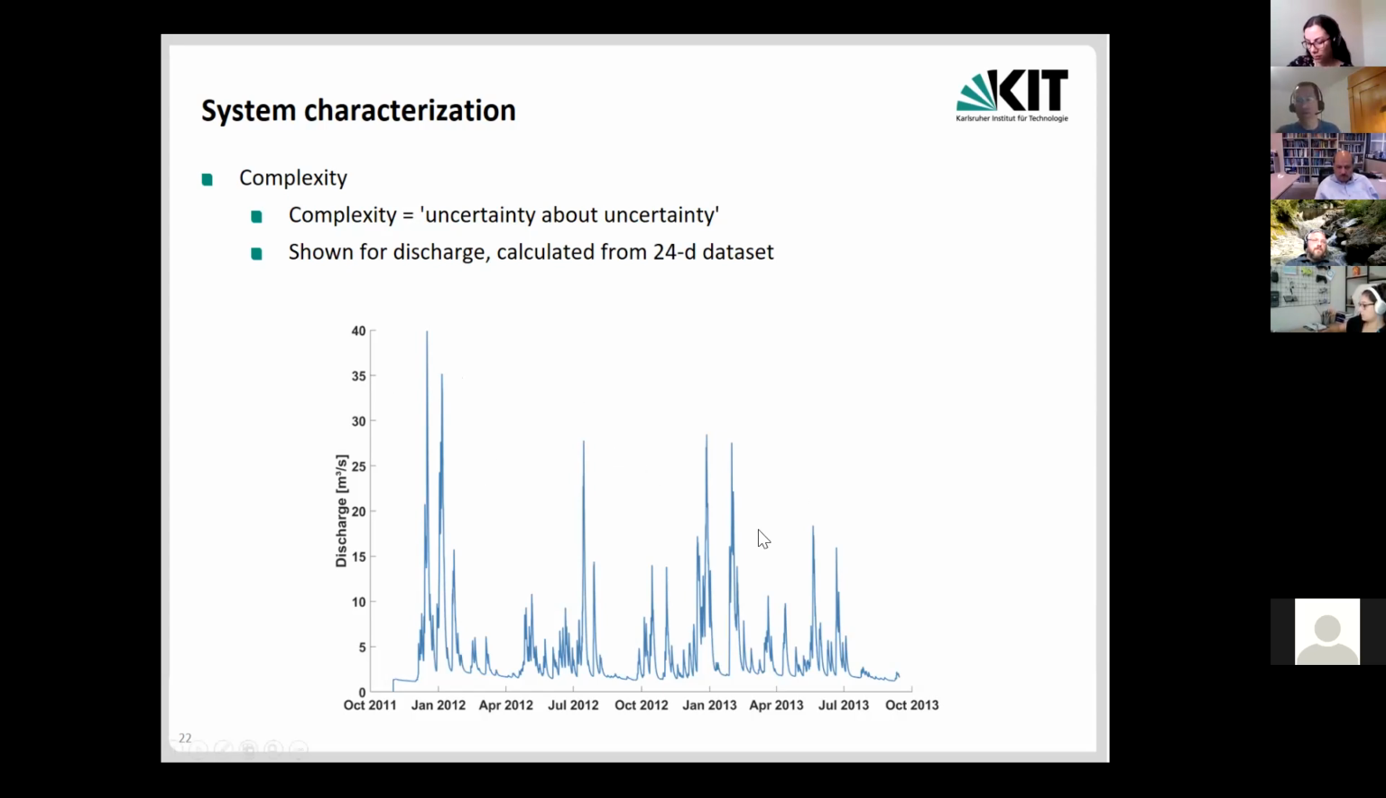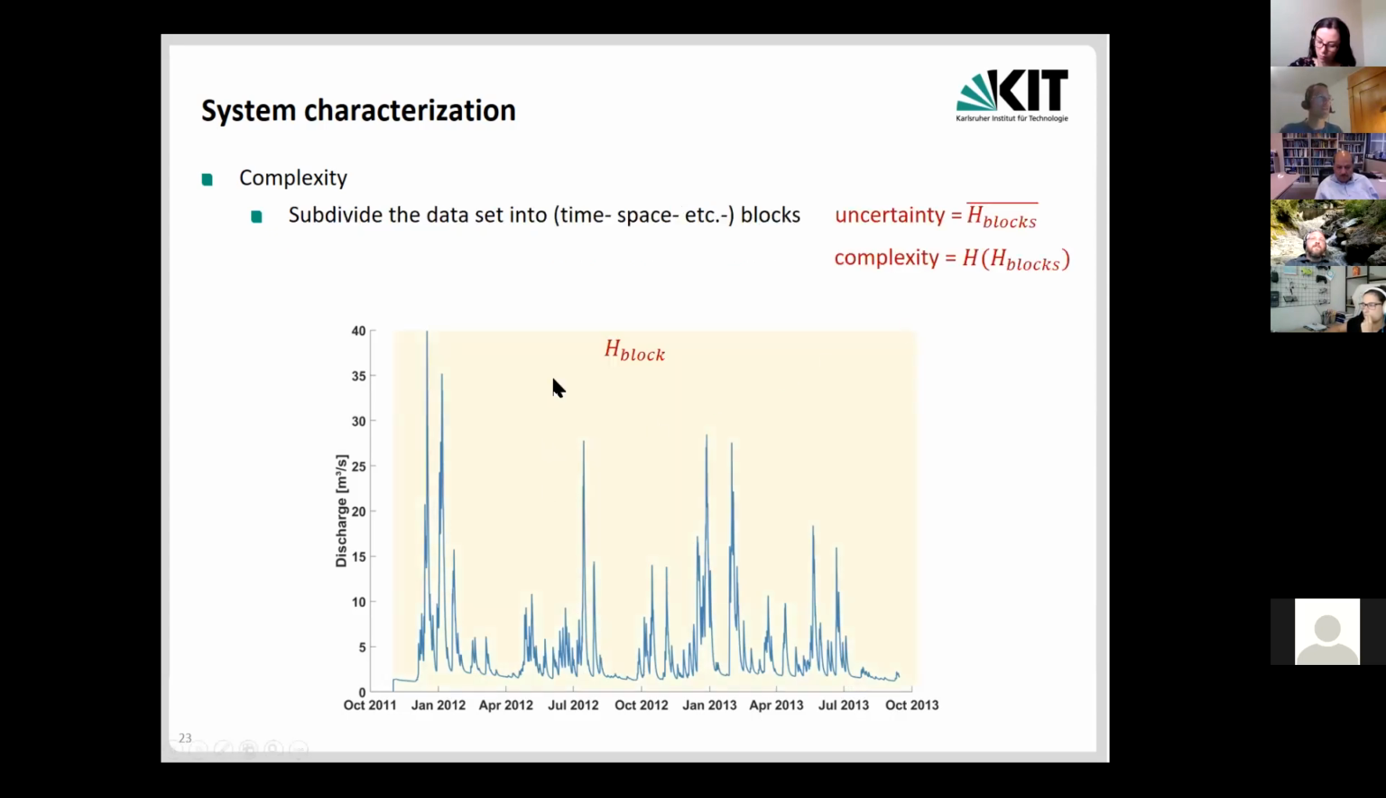So what I will show on the next slides is the approach I use only for a one-dimensional data set, discharge simulations of the catchment, but the values I'll show are always for the joint 24-dimensional data set. So the idea is very simple. I subdivide the data, time series, could also be a spatial series, into blocks. Here it's just one block covering the entire data set. And then I calculate the entropy within that block.